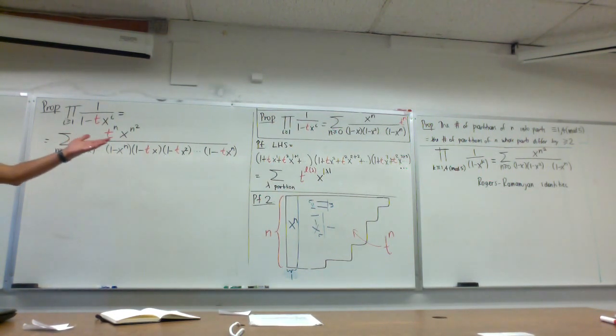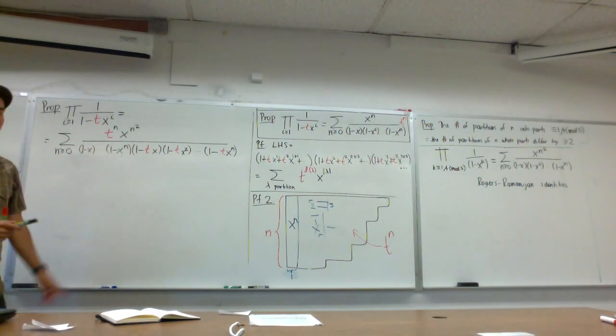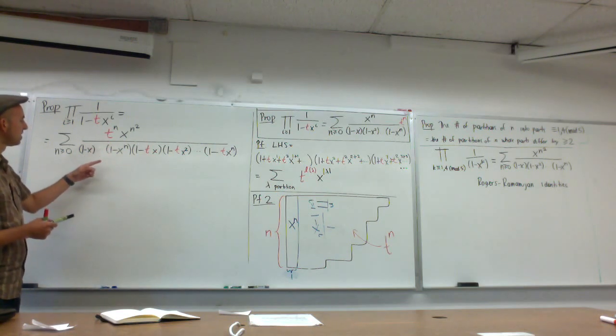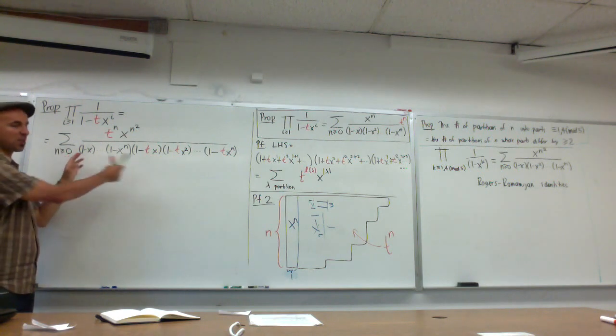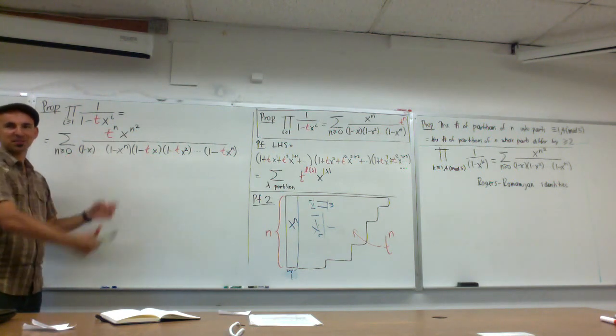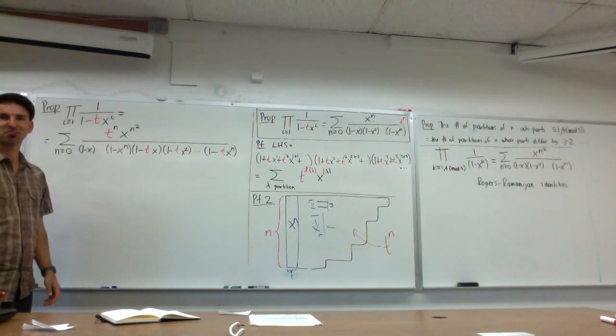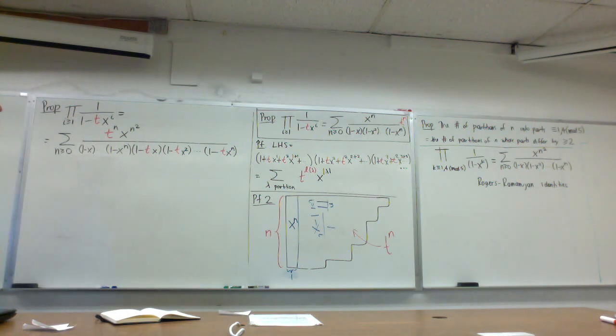So you see it's kind of close to the Rogers-Ramanujan, but not quite. If you plug in t equals 1, then you get x to the n squared over the right denominator, but here it appears twice. It's like the square of the right denominator. Okay. So let's prove this.